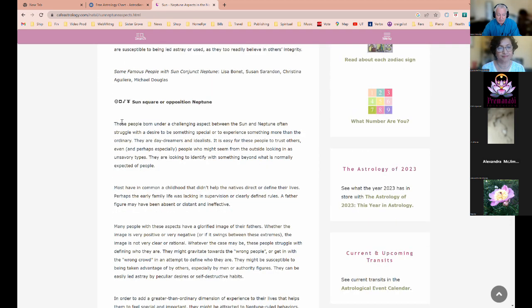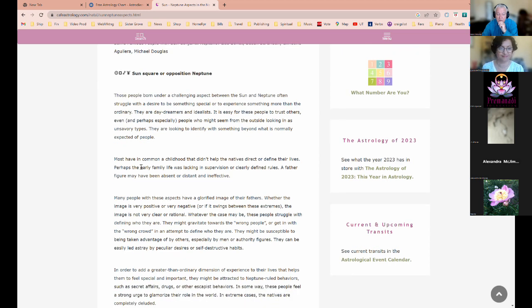So let's look here. These people born under a challenging aspect between Sun and Neptune often struggle with the desire to be something special or to experience something more than the ordinary. They are daydreamers. Aha, they're in the clouds all the time. And idealists. It is easy for these people to trust others, even and perhaps especially people who might seem, from the outside looking in, as unsavory types. They are looking to identify with something beyond what is normally expected of people. Most have in common a childhood that didn't help the natives direct or define their lives. Perhaps the early family was lacking in supervision.